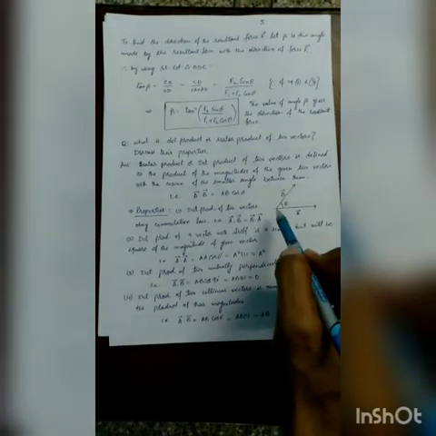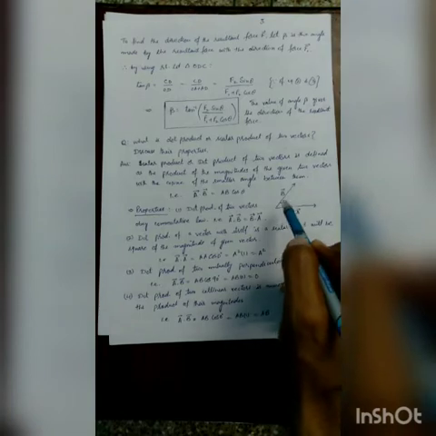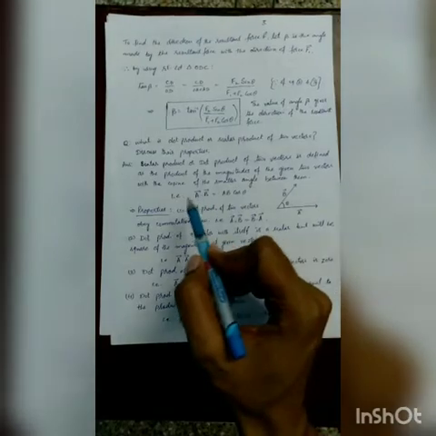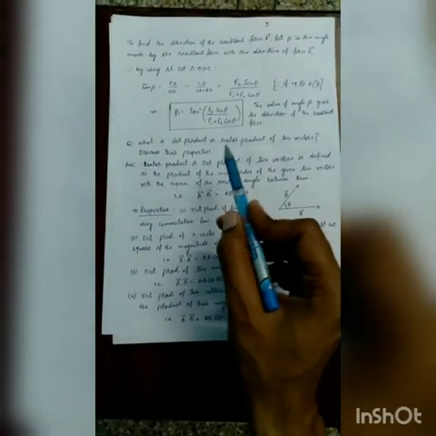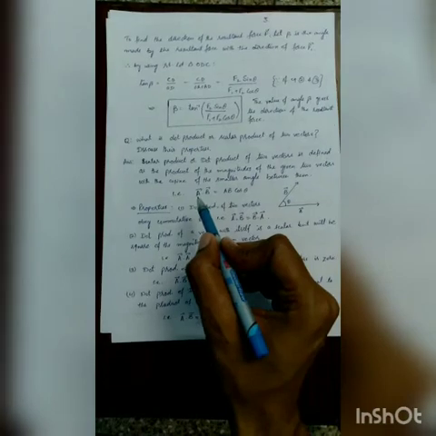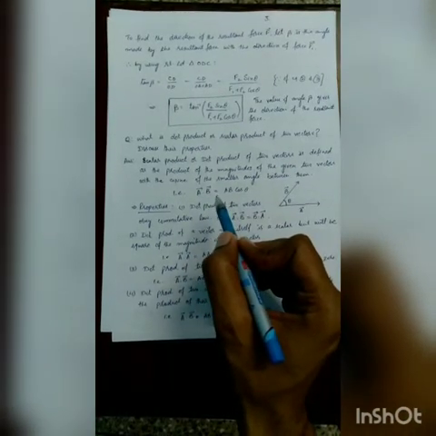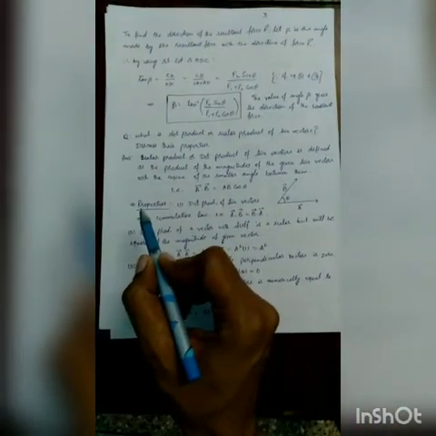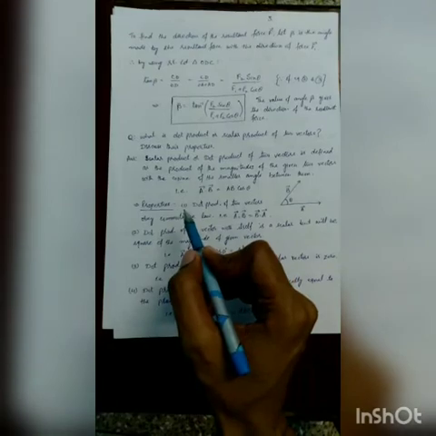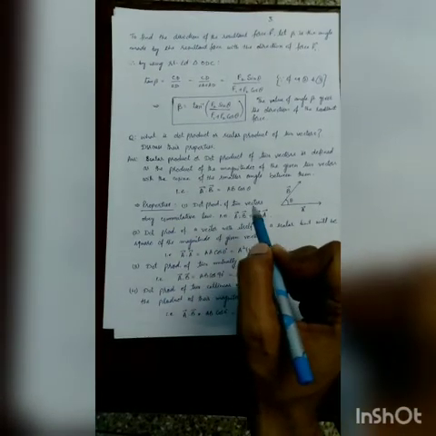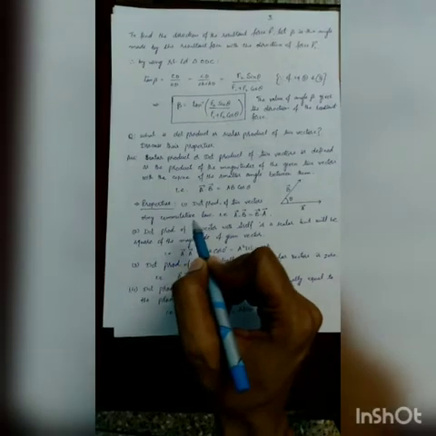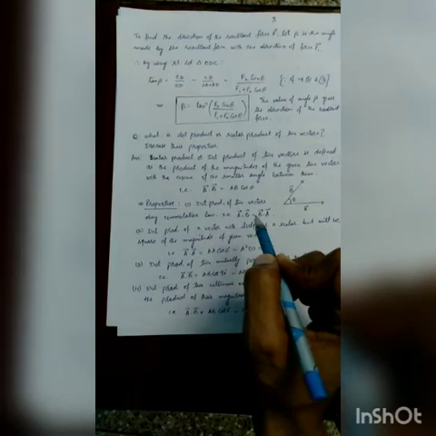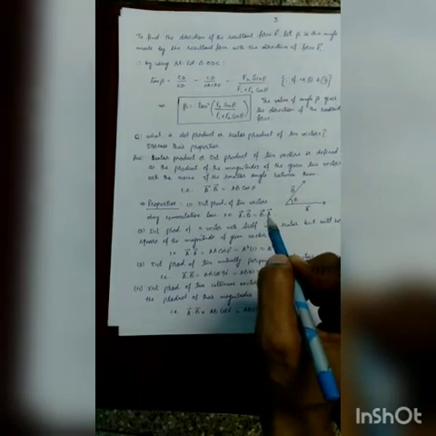If we have two vectors, a vector and b vector, lying at an angle theta, then we find their dot product or scalar product, that is, a vector dot b vector is equal to ab cos theta. And next are their properties. First property: the dot product of two vectors obeys the commutative law, that is, a vector dot b vector is equal to b vector dot a vector.